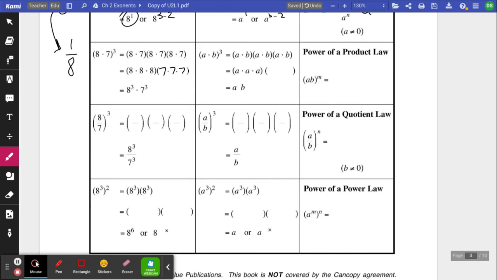Same thing happens if we have letters. AB to the 3rd power means AB, AB, AB. Group all the A's together, group all the B's together, and what you end up with is A to the 3rd, B to the 3rd. So if there are parentheses and there's an exponent outside, that exponent applies to everything inside. Okay, that's the rule you have to remember.